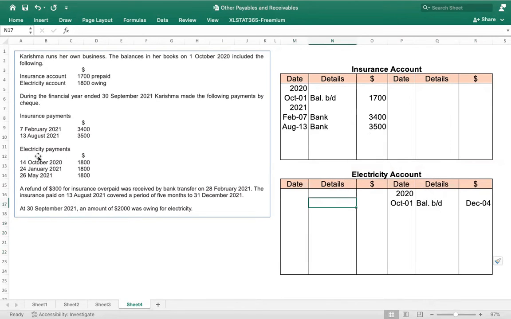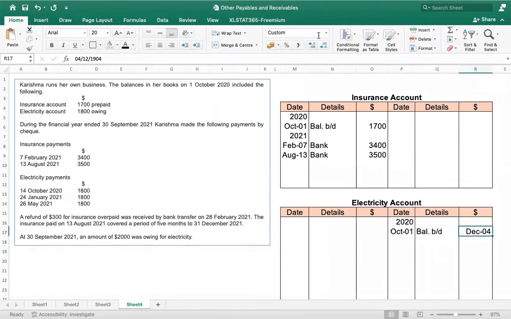In the electricity account, she paid on 14th October. On 1st October we just started, and after 13 days she paid that money. Here it is showing the date, so let me convert it into numbers. Now fine.